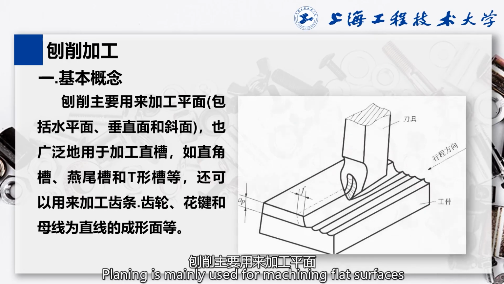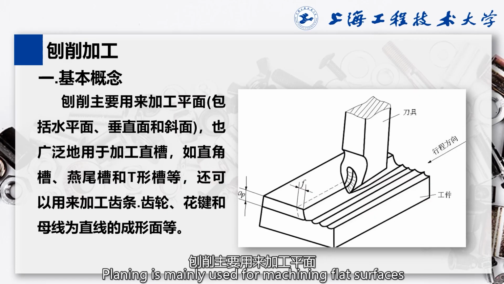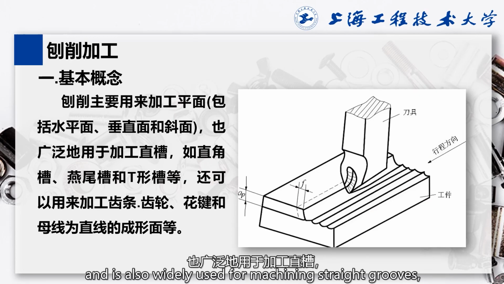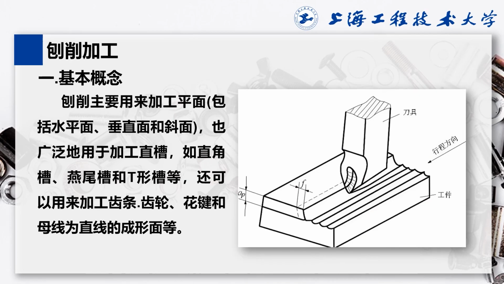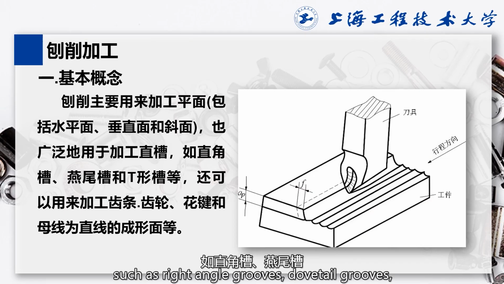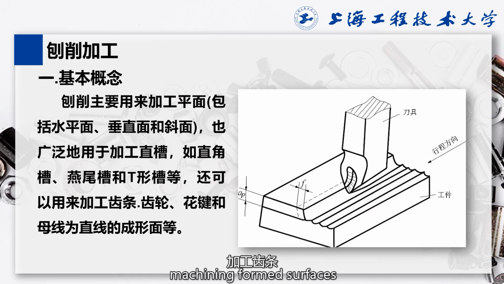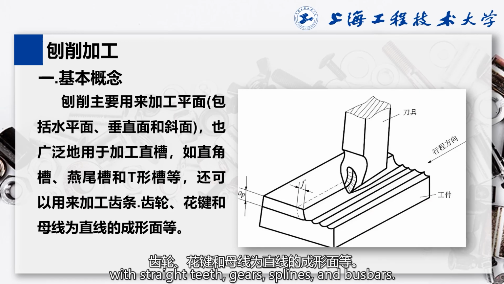Planing is mainly used for machining flat surfaces, including horizontal, vertical, and inclined surfaces, and is also widely used for machining straight grooves, such as right angle grooves, dovetail grooves, and T-shaped grooves. It can also be used for machining formed surfaces with straight teeth, gears, splines, and bus bars.